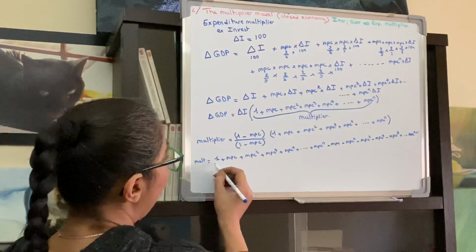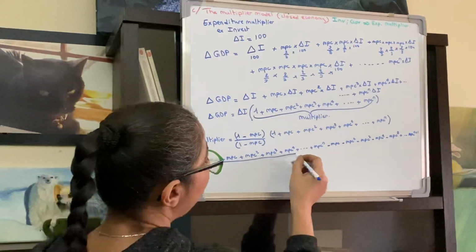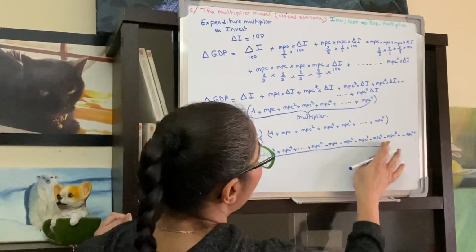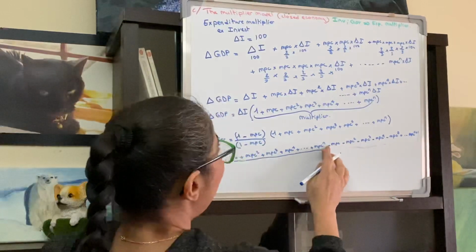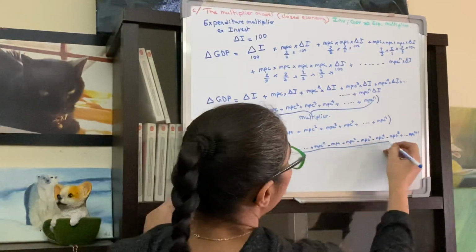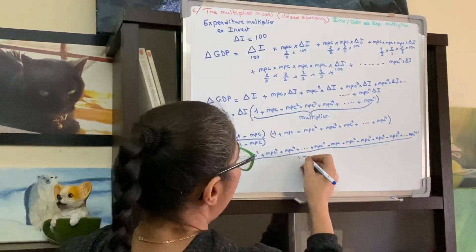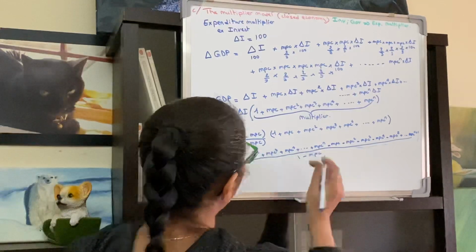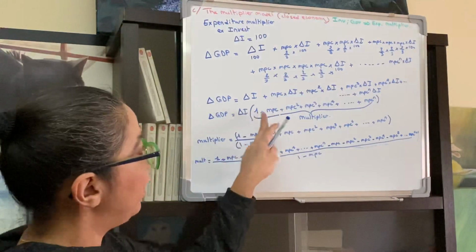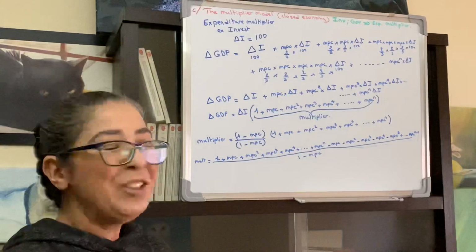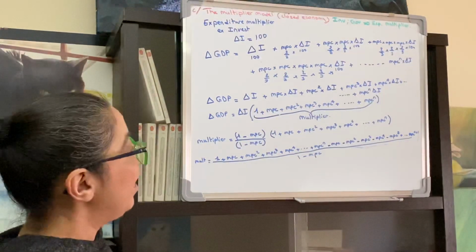And I'm not going to forget to divide everything. Oops, sorry. I'm going to divide everything by 1 minus MPC. And here I did nothing. I just multiplied the whole thing by 1. Okay, now what do you notice?